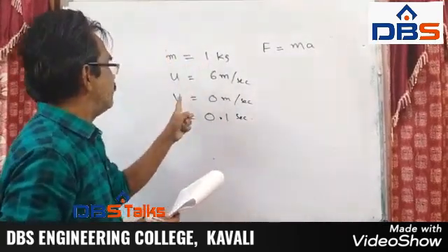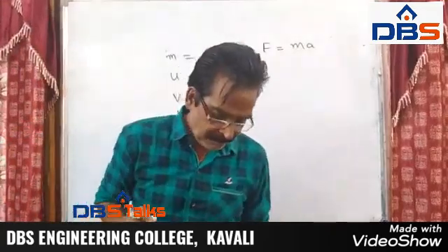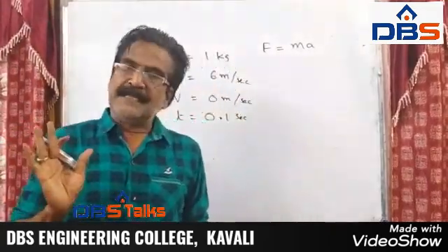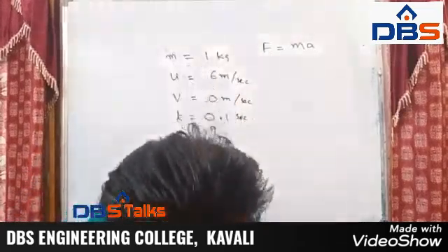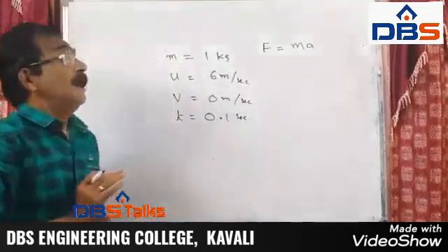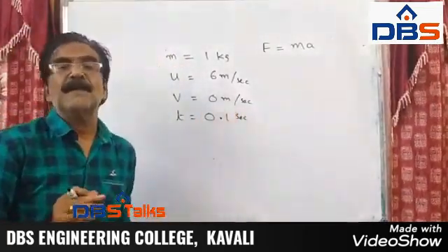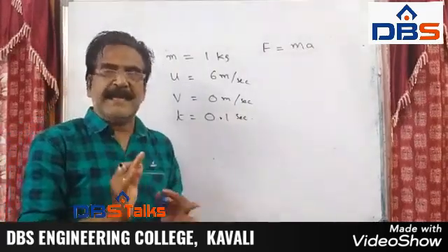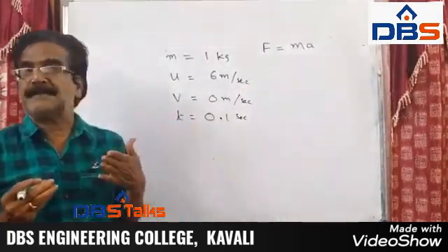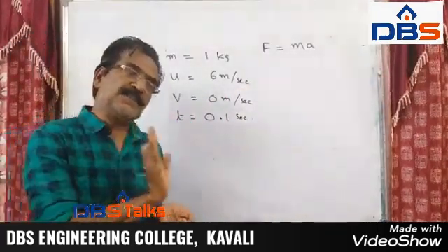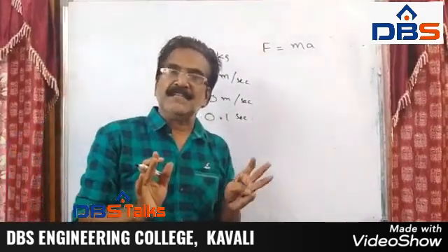M is given, U is given, V is given, and t is given. Let us see what is to be found. Compute the obstacle force that makes the hammer stop. So, how much retarding force must be there to stop the hammer? The hammer is coming with a speed of 6 meters per second, and how much force must be applied to stop it?